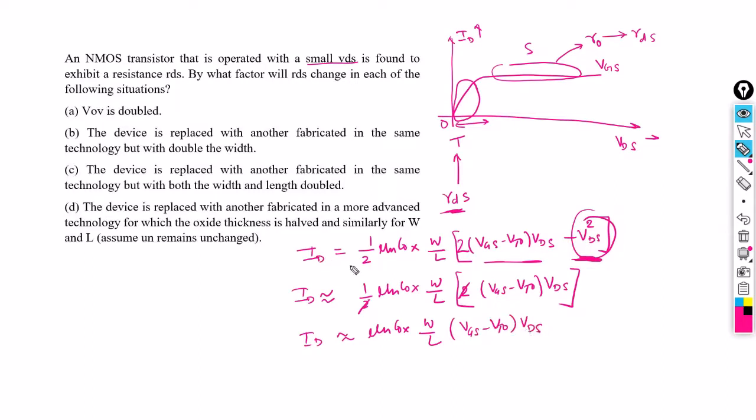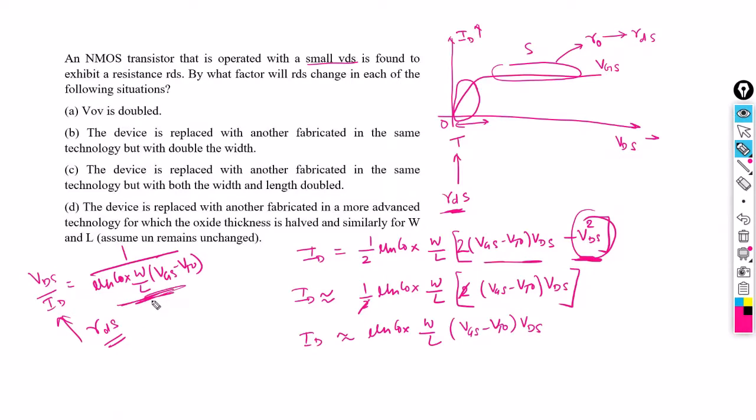So from this equation, if you find out VDS by ID, it can be written as 1 upon mu n COX W by L, VGS minus VT0, and this VDS by ID is called as drain to source resistance, or simply can be denoted as RDS. So this is the formula of RDS in triode region.